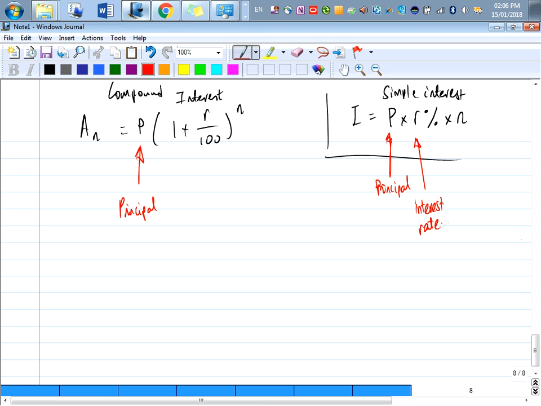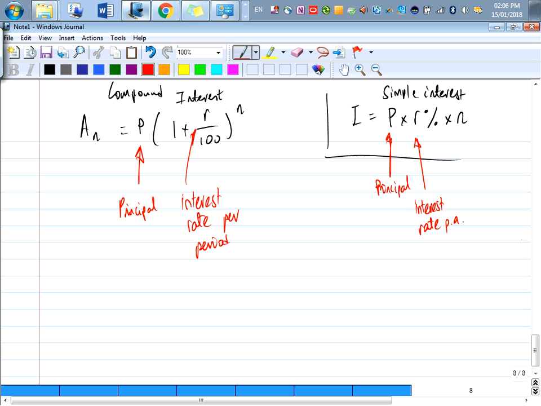Okay, but notice that in your textbook, they left it as R percent, right? And over here, we also see an R, right? This one, interest rate per period. This one we call it per annum. Okay, notice the subtle differences. In your simple interest, it is interest rate per annum. Over here, we have interest rate per period. I will elaborate a little bit more.